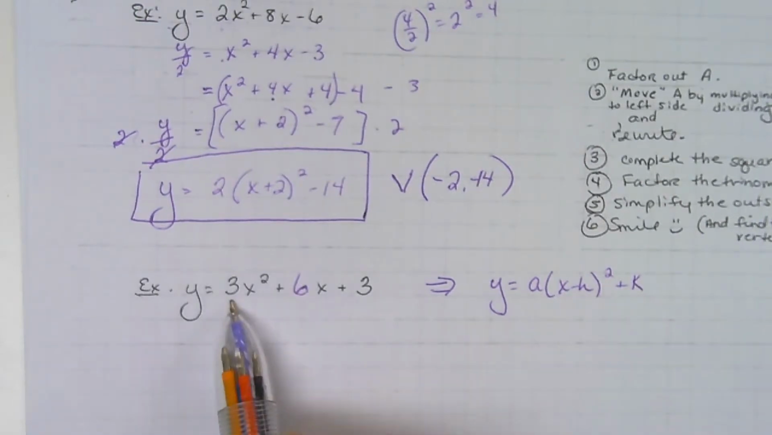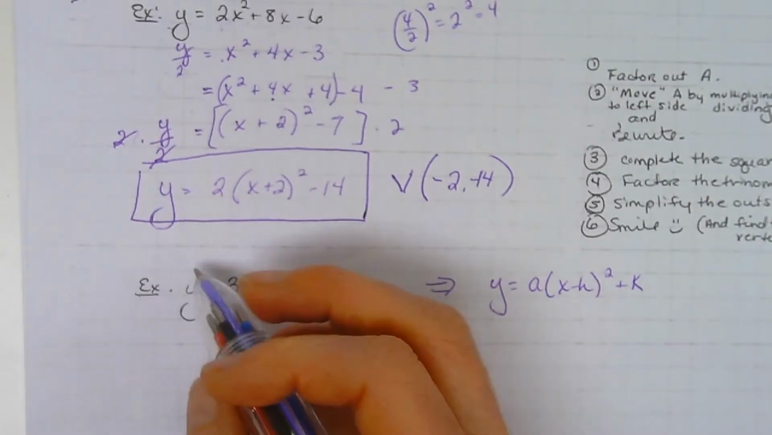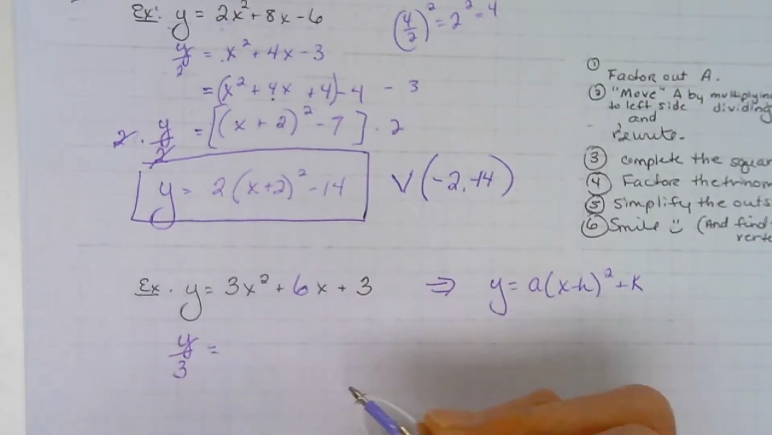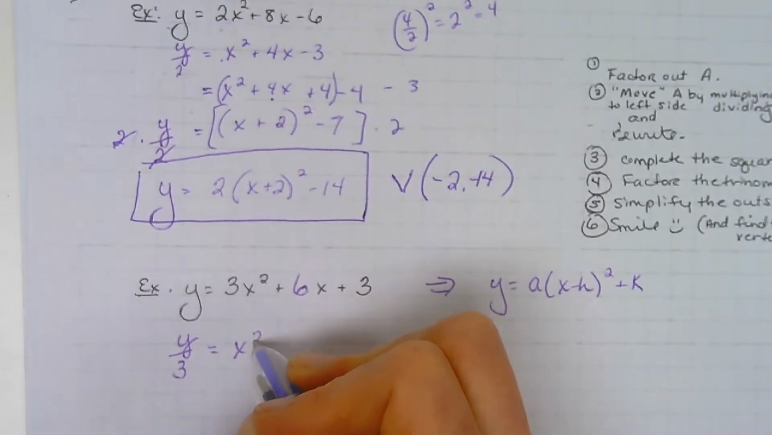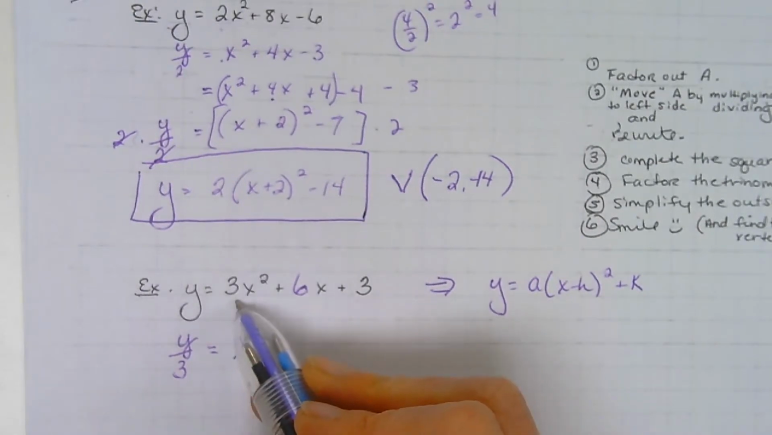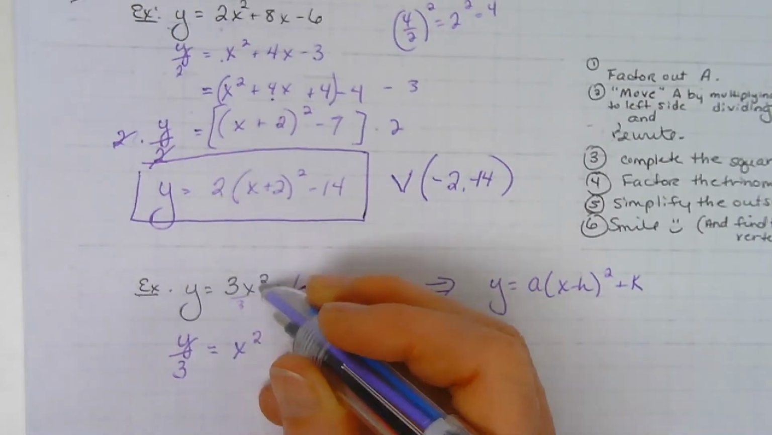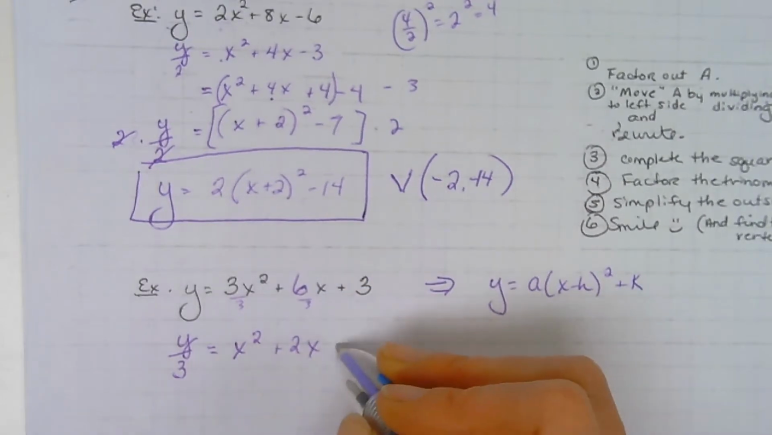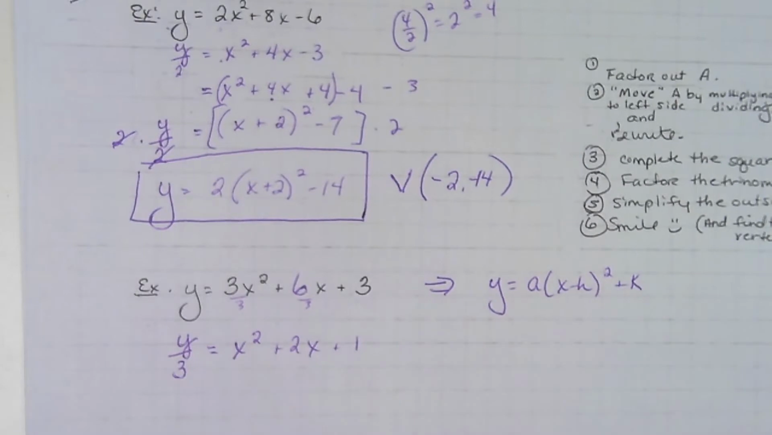But I don't have a coefficient of 1. So I can factor out a 3 or divide every term by 3. So I'm going to take y and divide it by 3, and that's going to be equal to x squared. This divided by 3 is x squared. This divided by 3 is 2x. This divided by 3 is 1.